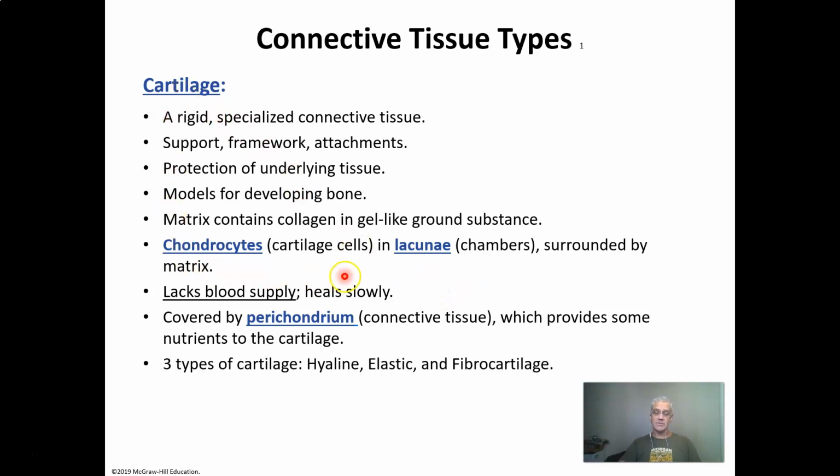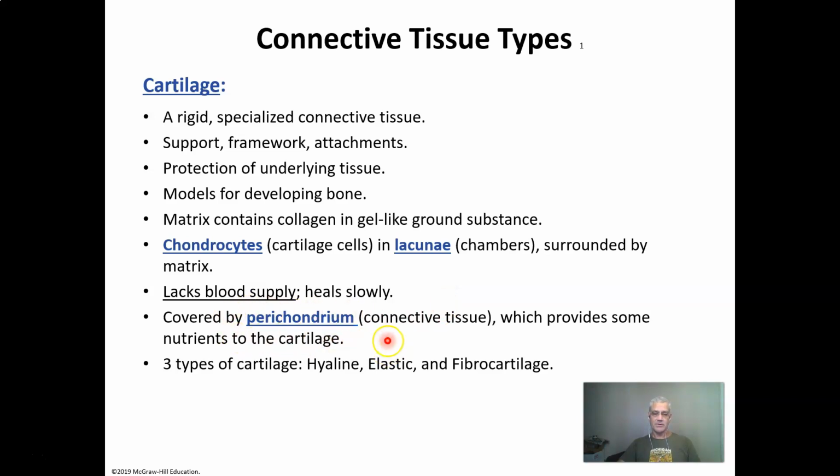Cartilage. Now, I've told you that most connective tissue has a pretty good blood supply. Cartilage is where we don't have very good blood supply. Most of the joints in your body, the cartilage around those joints, have very poor blood supply, and they heal very slowly. And that's an unfortunate reality for damage done to the internal parts of joints.